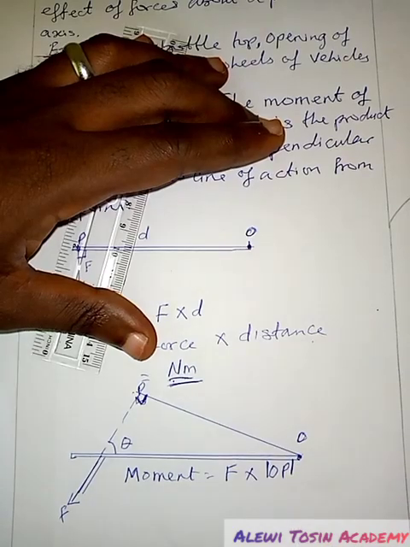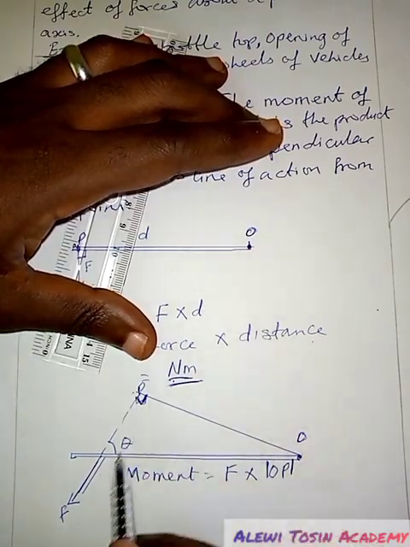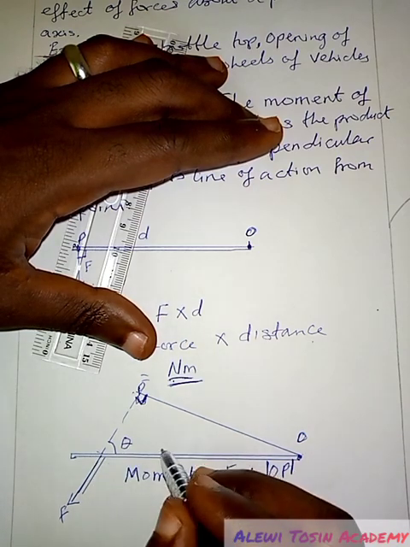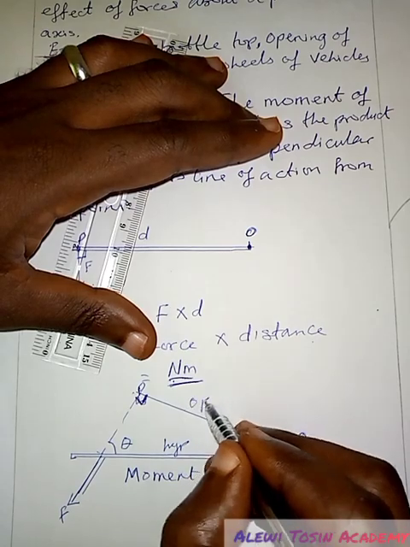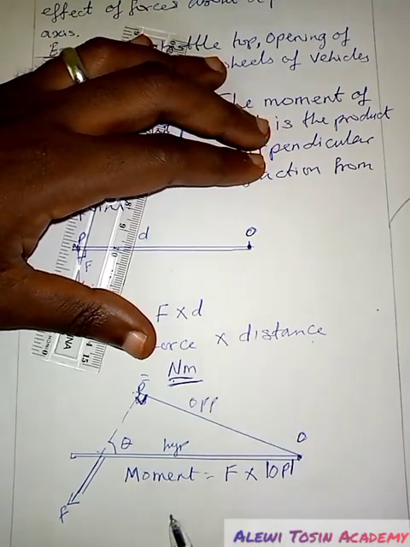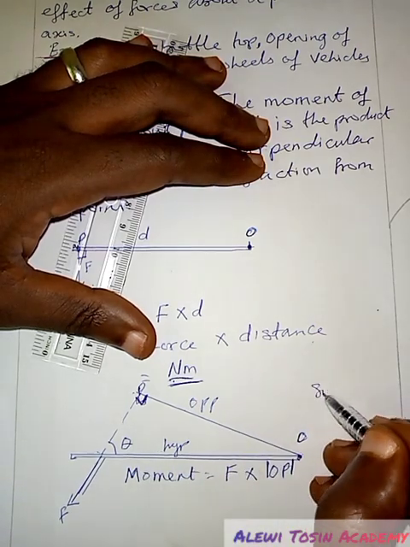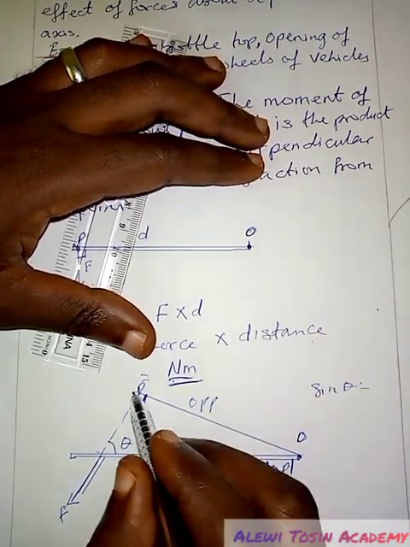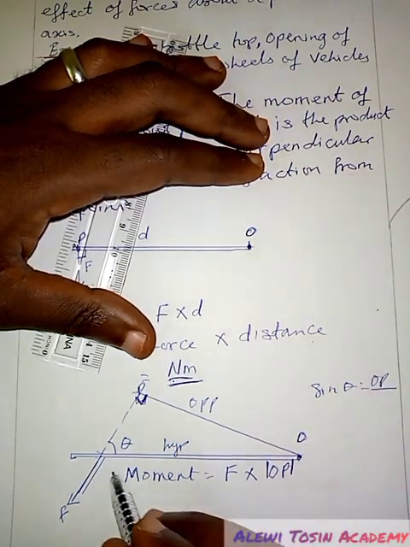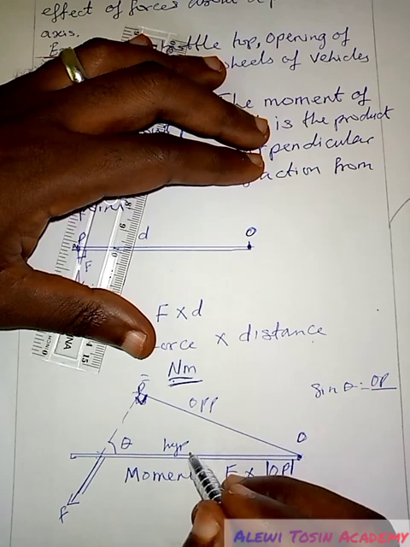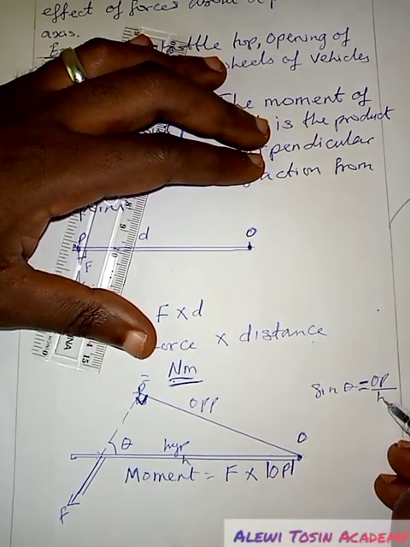Now, note that for our OP here, using SOHCAHTOA, this part becomes the hypotenuse, and this becomes the opposite. Then we can say that sine theta is equal to opposite, OP, over the hypotenuse. Let's call the hypotenuse H.